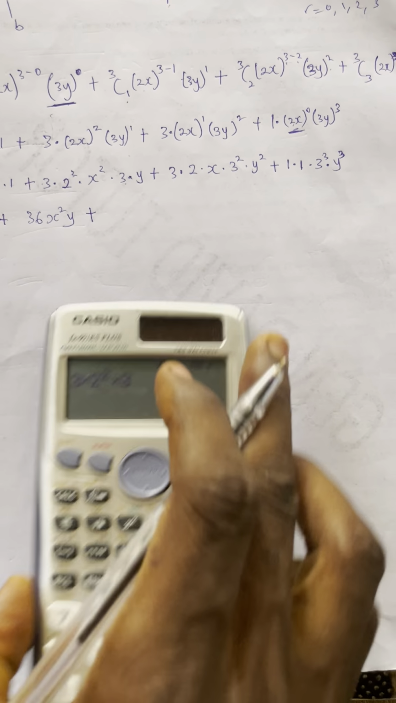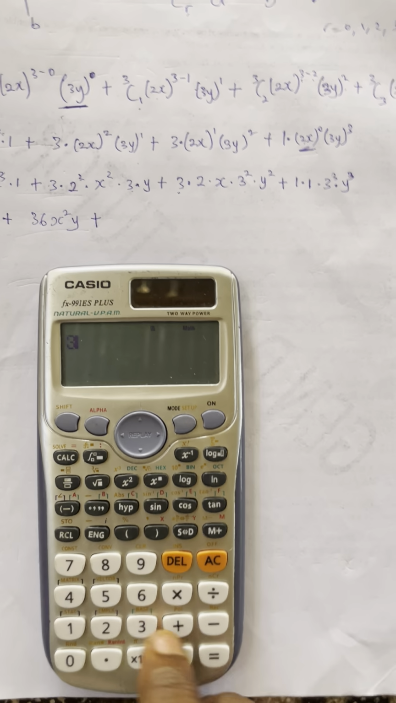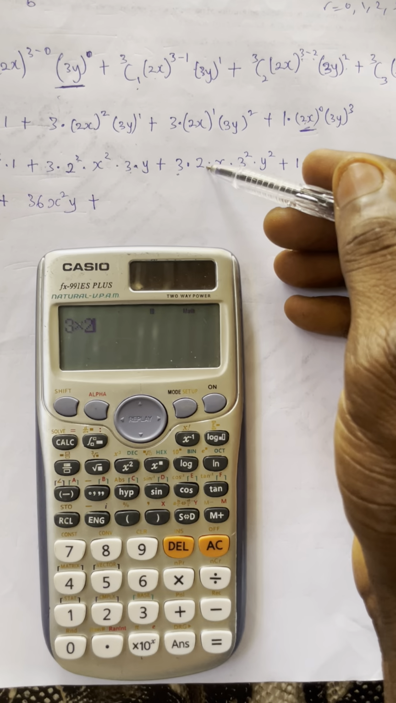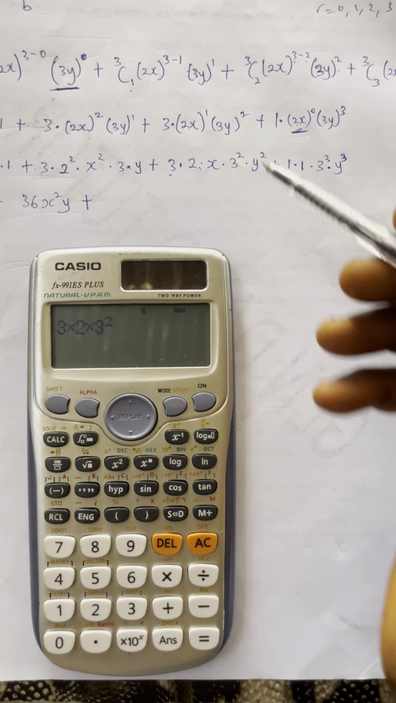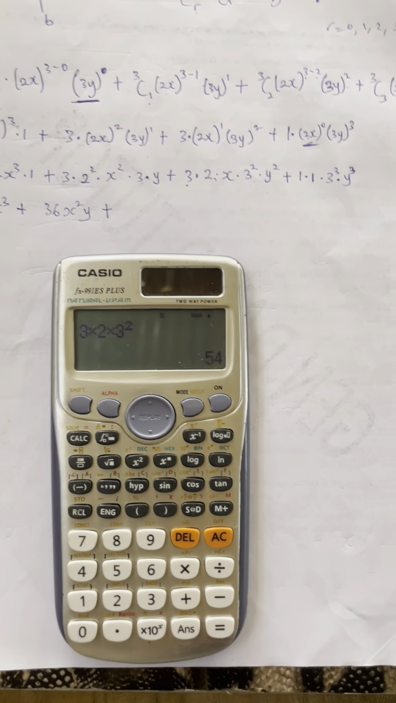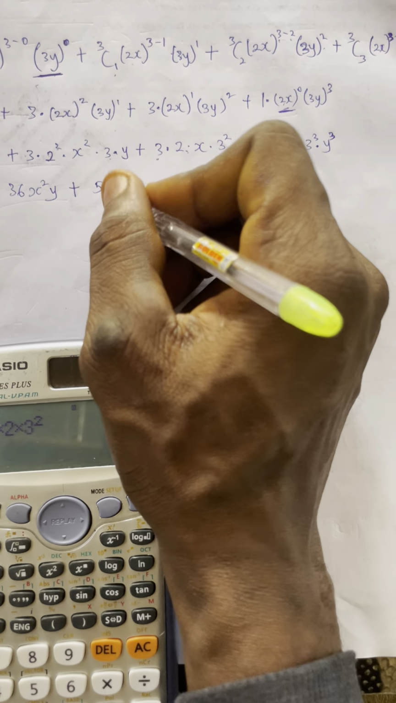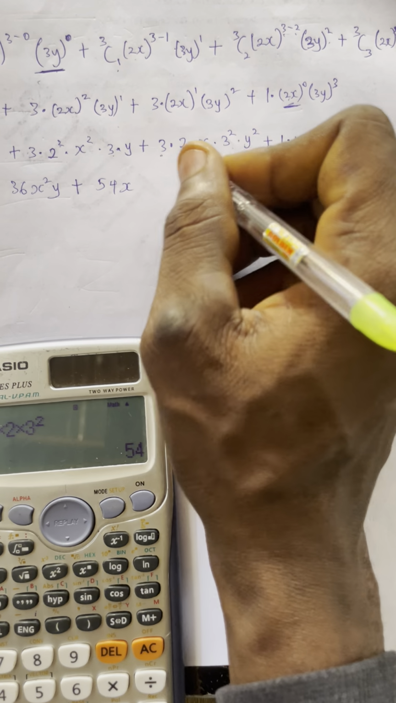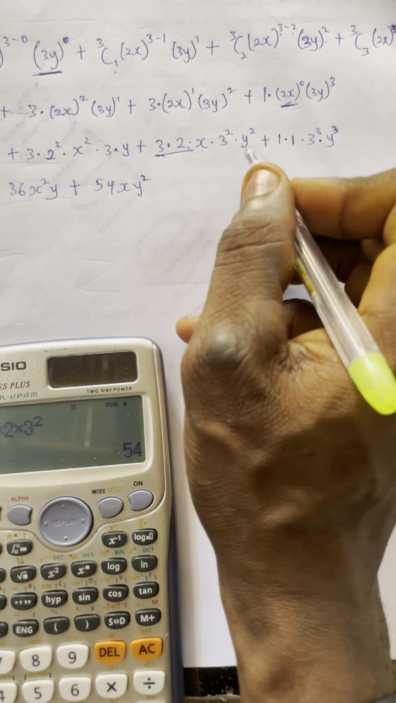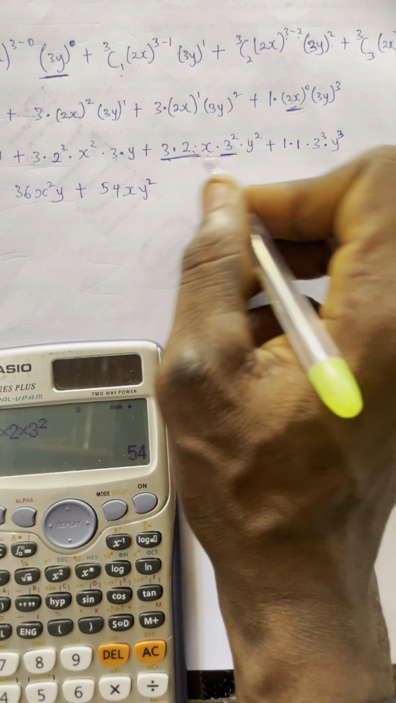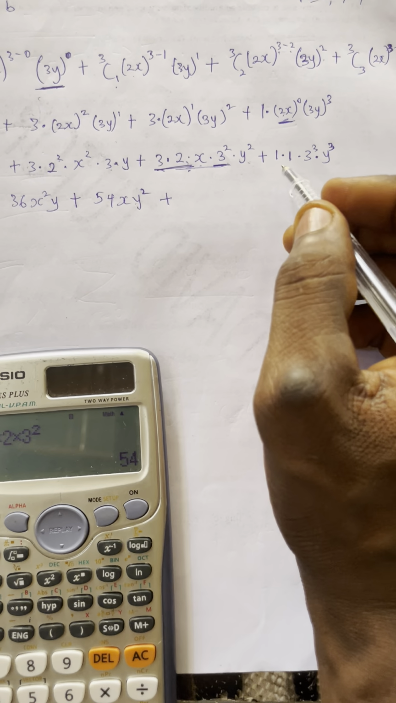Plus, the next one here, we have 3 multiplied by 2, then multiplied by 3 raised power 2. What's the answer? We have 54, so plus 54. And what are the alphabets? That's x and y raised power 2. So we deal with the numbers first, we multiply all the numbers, then we multiply the alphabets.